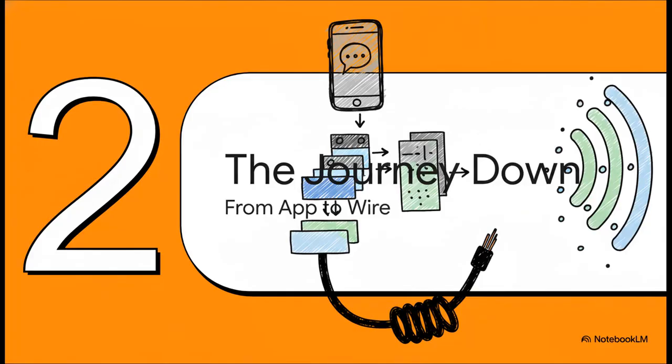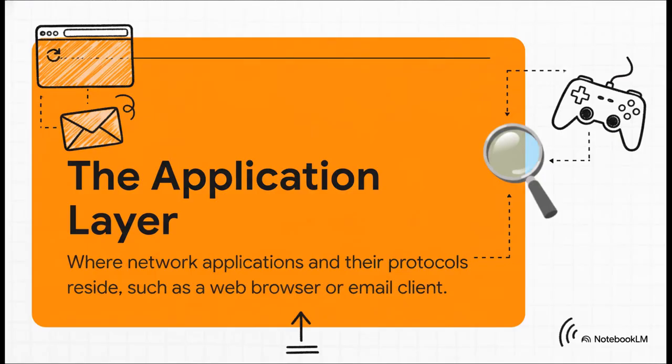So let's actually follow a little piece of your data on its journey. We're going to start at the very top, inside the application you're using, and then we'll work our way all the way down to the physical wires and radio waves that carry everything. Okay, so this is the layer we're all familiar with. This is your web browser, your email, your favorite game. It's the part of the whole process that understands what you, the user, actually want to do. Like, get me that web page or send this message.